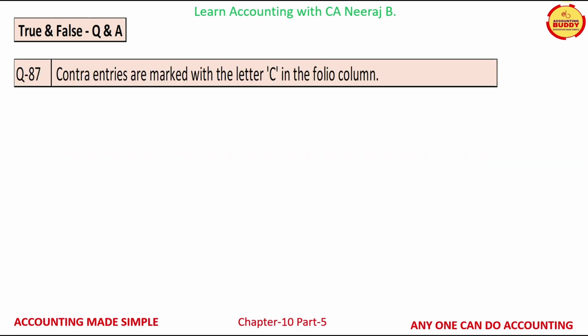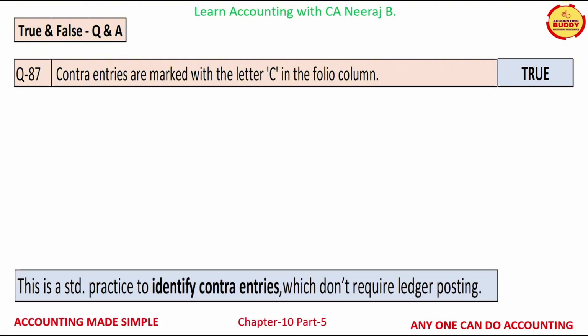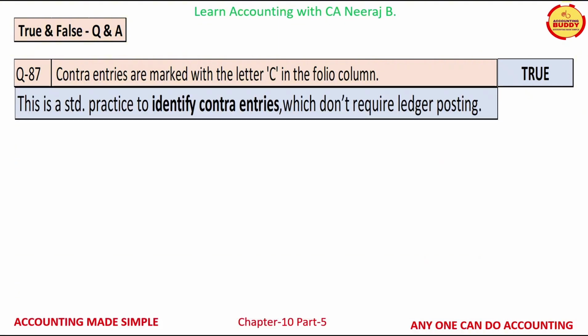Question number 87 is contra entries are marked with the letter C in the folio column. This is a true statement. This is a standard practice to identify contra entries which do not require ledger posting.